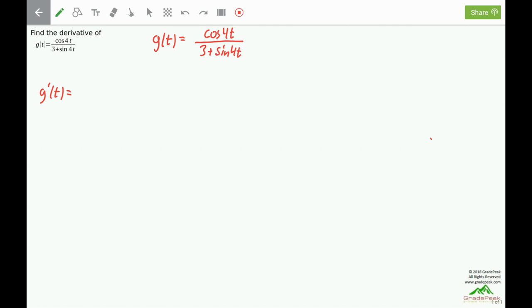So g prime of t will be the derivative of the numerator. The derivative of cosine is negative sine. Leave its inside alone, but then multiply by the derivative of the inside to complete the chain rule. Derivative of the numerator times the denominator left alone, minus the numerator left alone, cosine of 4t, times the derivative of the denominator, which will be a 0, and then plus the derivative of sine is cosine 4t, but then multiply by the derivative of its inside to give you a 4 for the chain rule.